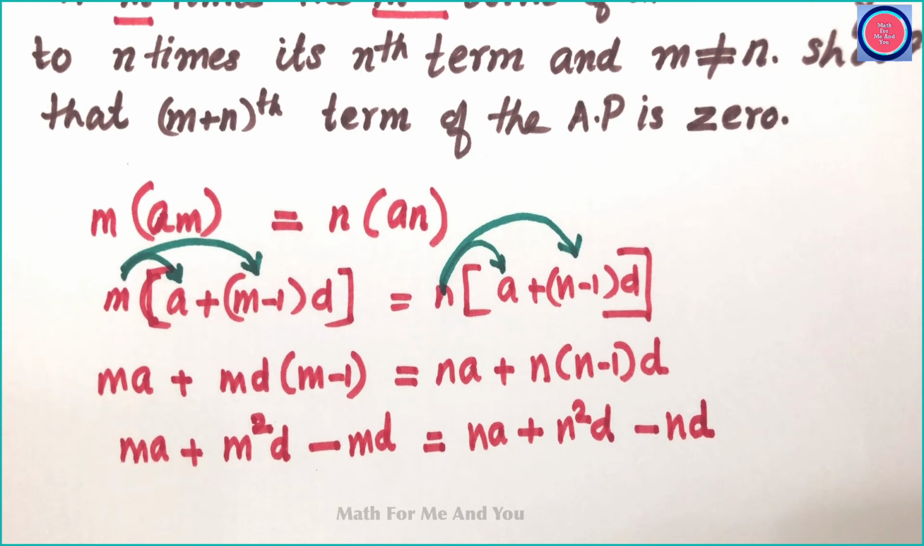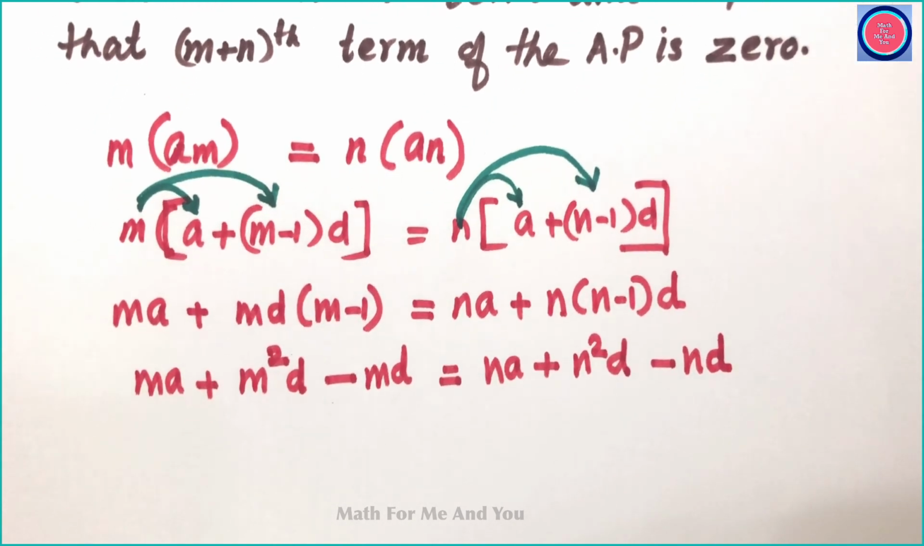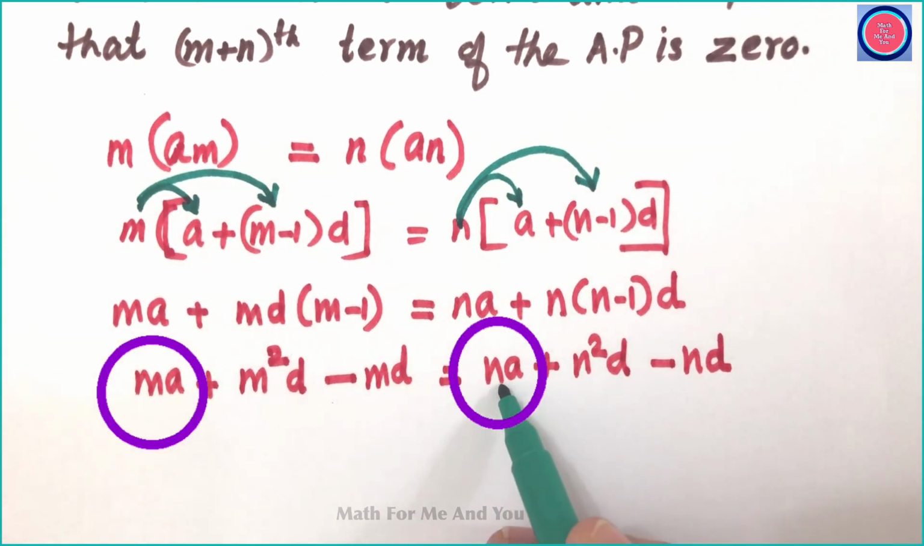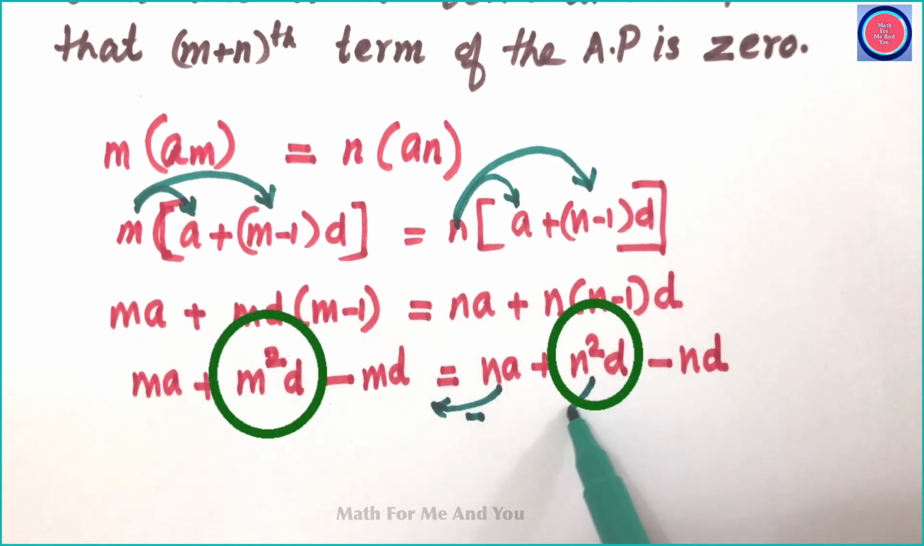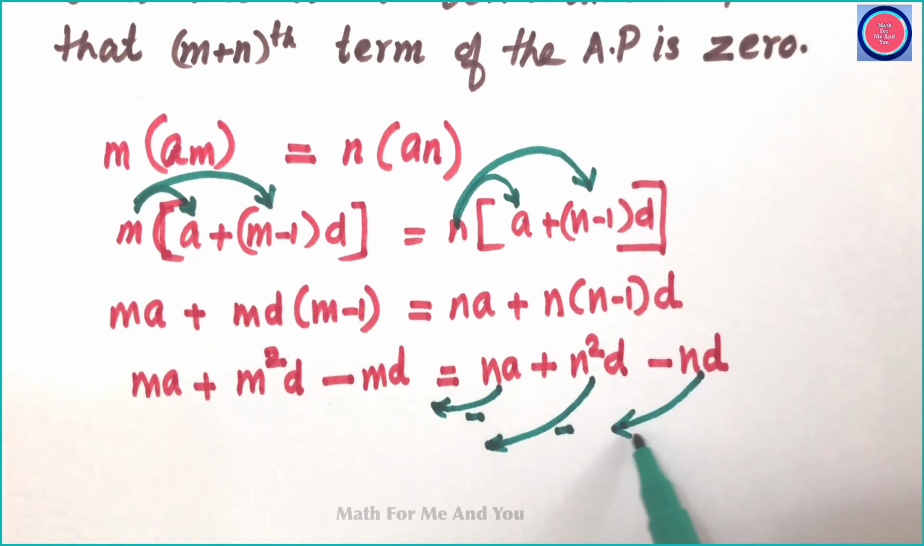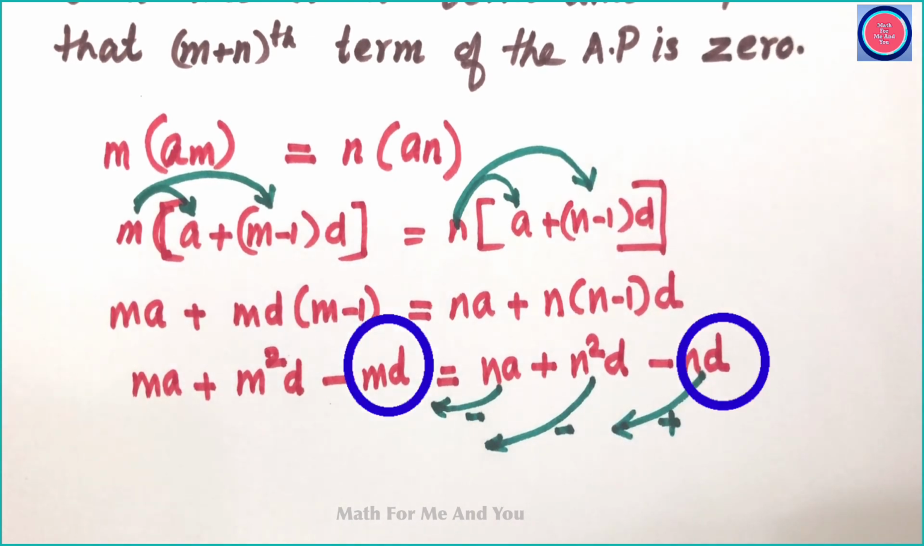Similar terms we could write on one side and then we can rearrange the equation. What are the similar terms? ma and na. We can move na to the left side, it becomes negative. n square d we can write together with m square d. Also we can move minus md, it becomes plus nd on the left side.